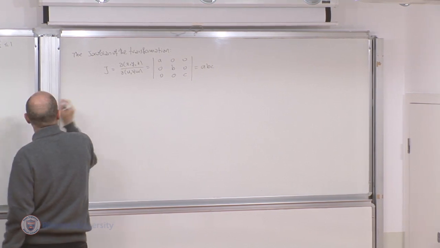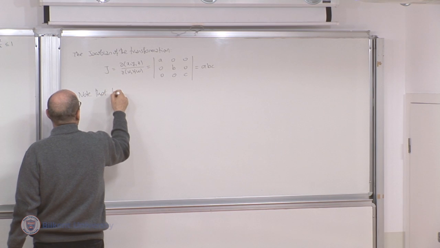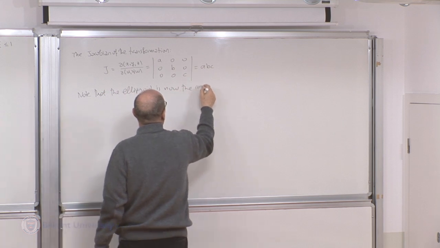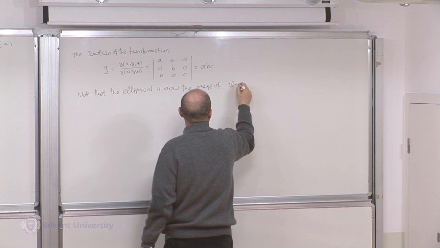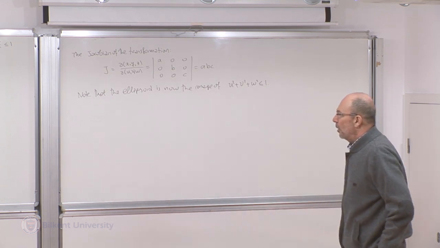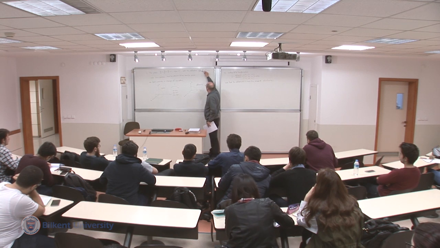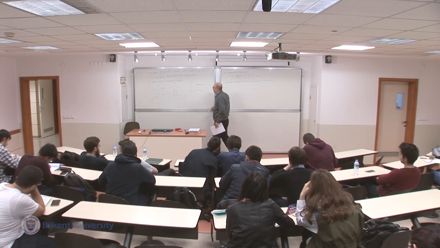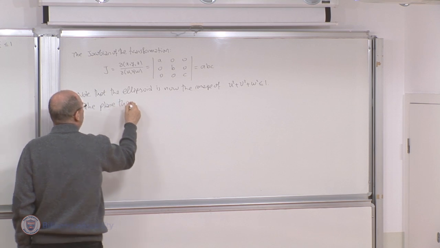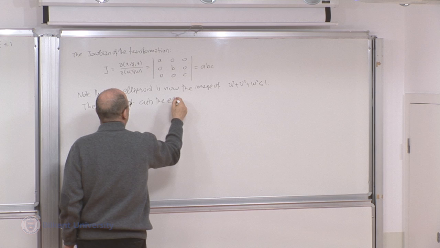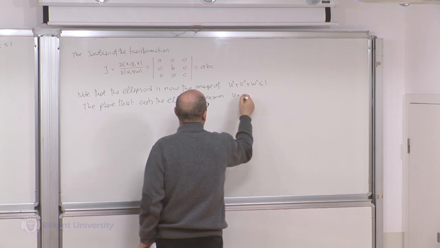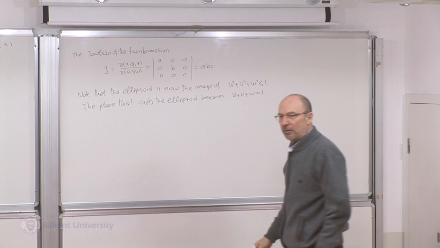So note, let me also mention this, that the ellipsoid is now the image of u squared plus v squared plus w squared less than or equal to 1. Instead of x, you put a u, so the a squares cancel, you have u squared, and you get this. And similarly, the plane that cuts the ellipsoid becomes u plus v plus w equals 1.